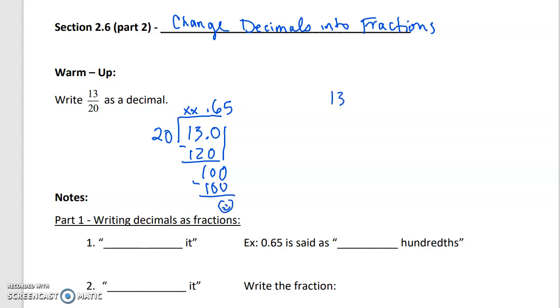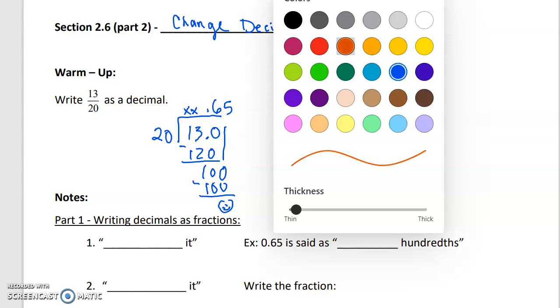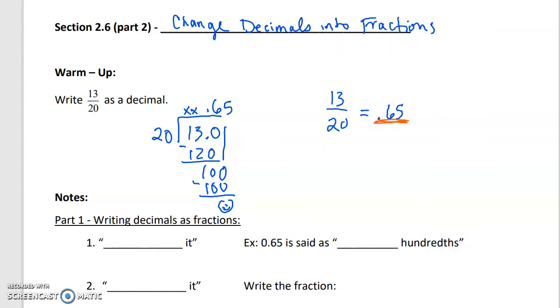So 13/20 is 0.65. And again, just to double check this, 13/20 is a little bit over half, right? 10/20 is half. 0.65 is a little bit over half. So we always want to have our spidey senses tingling and make sure our answer makes sense. So how do we go back the other way then? How do we go from this, the decimal, to this, the fraction?